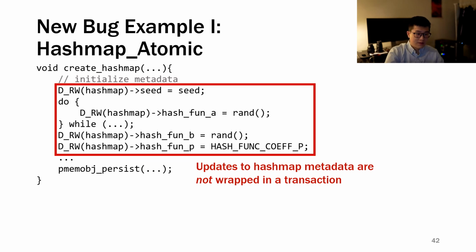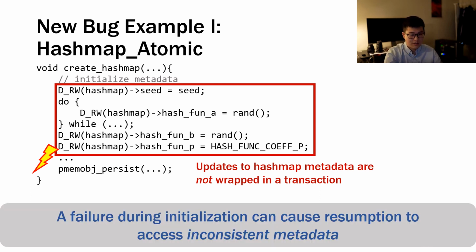And this is the first example that I'm showcasing now. It's a bug in HashMap Atomic. In the creation function, the program tries to initialize metadata, such as hash functions. But because those updates to the hash functions are not wrapped up in a transaction, if there's a failure, the recovery program might be reading from some garbage data of the hash function. So the later execution may be relying on those hash functions and cause the program to be buggy. So a failure during initialization can cause resumption to fail when accessing inconsistent metadata in this example.